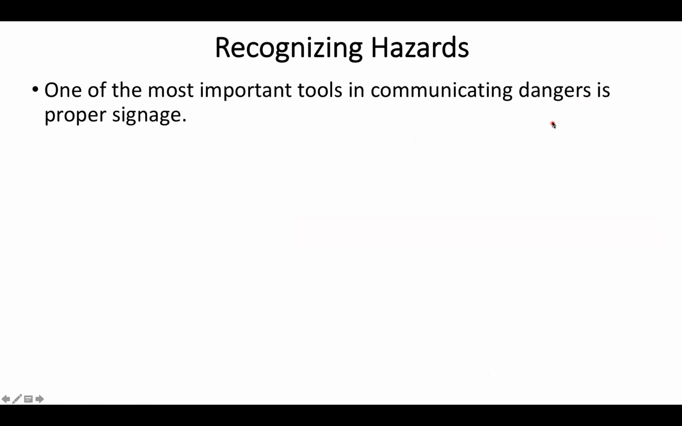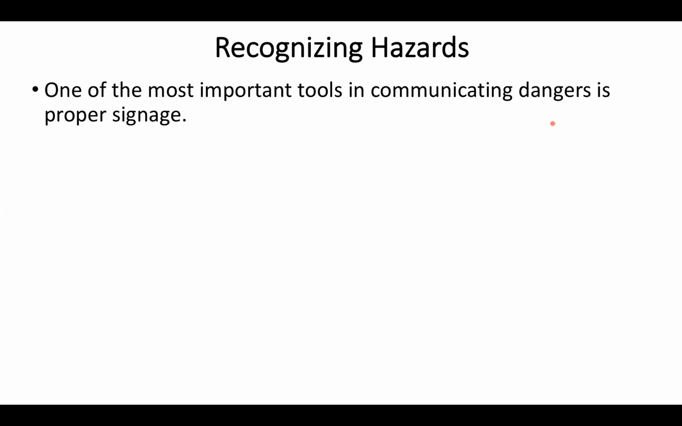One of the most important things when you're working in a chemical lab is to make sure you are able to easily recognize any hazards that might be present in the lab. And this means that one of the most important tools you have on hand is signage. And it unfortunately occurs that there are several different types of signage you may end up encountering when dealing with chemical hazards.